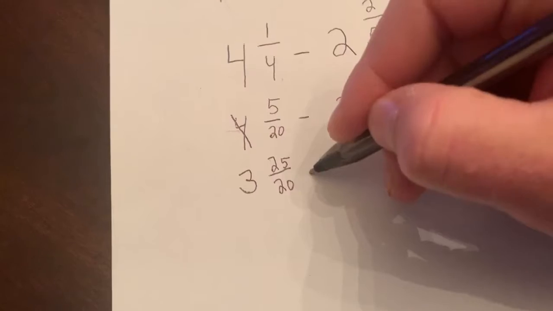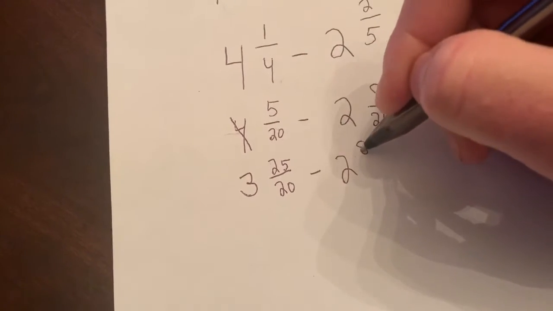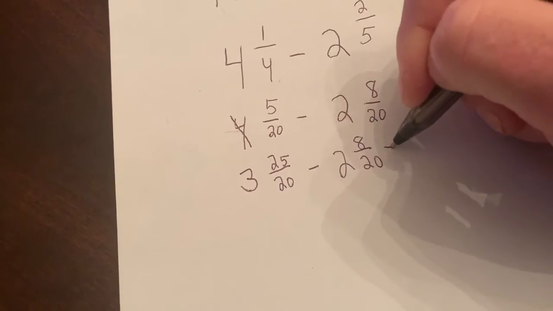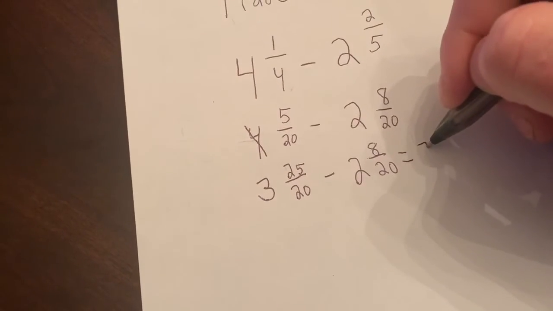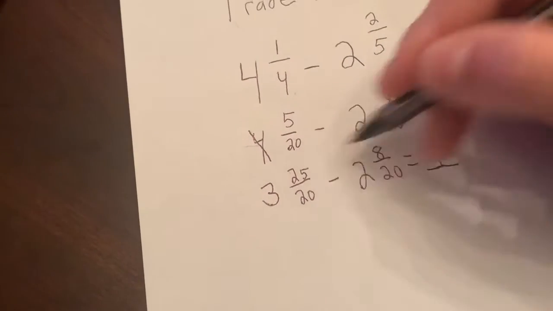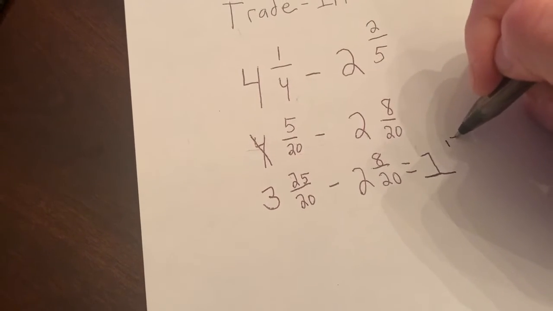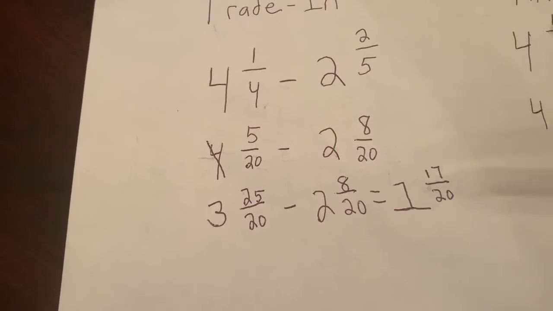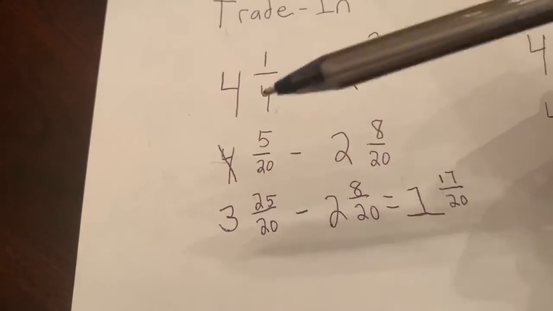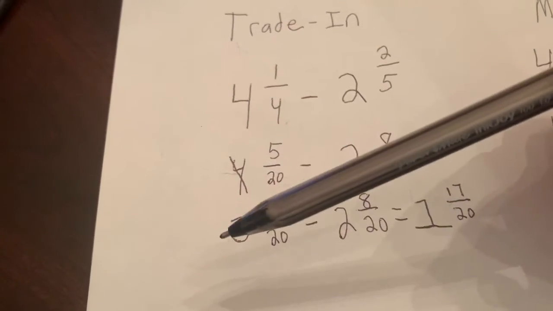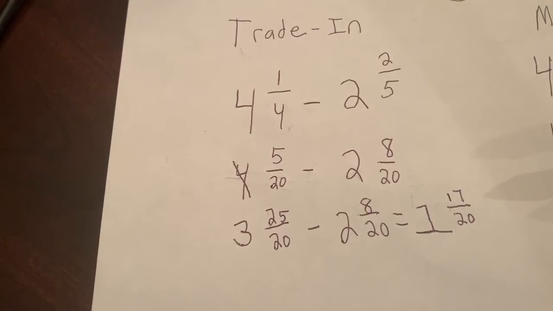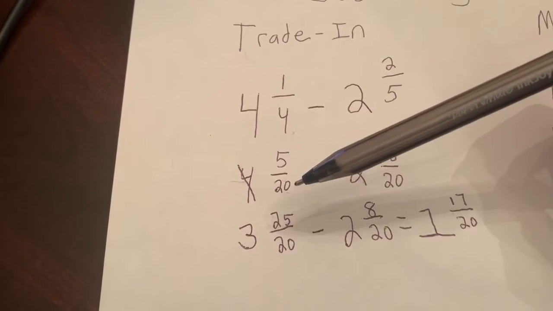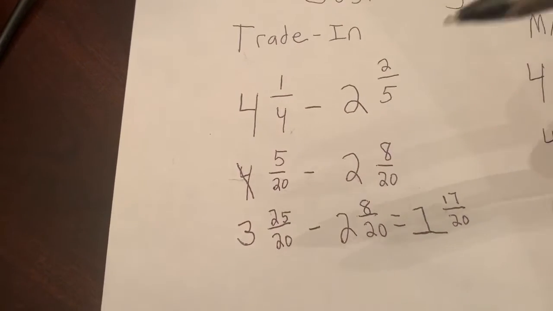So now I can go ahead and subtract because this fraction is now larger than that fraction. So 3 subtract 2 is 1. And then 25 subtract 8 is 17. And then I copy down my denominator, so I get 1 and 17/20. So remember, 4 and 5/20, that's the same as 3 and 25/20. We traded in a whole for the denominator here, which was 20ths, and of course 20/20 is a whole.